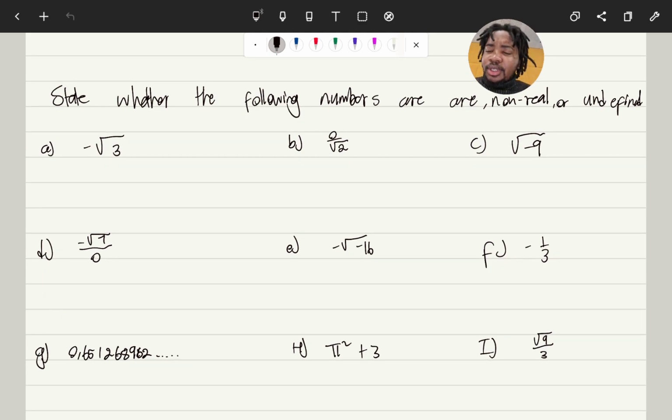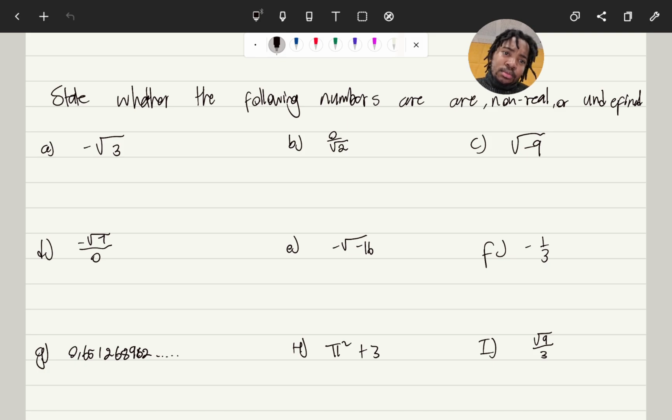I think I'm gonna use away. So for this problem station number, the first one, state whether the following numbers are real or non-real. Something that I had to actually add. Okay, so if these numbers are real, we're going to say whether they are rational or not rational.